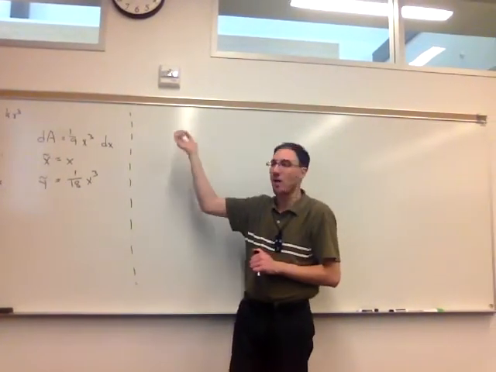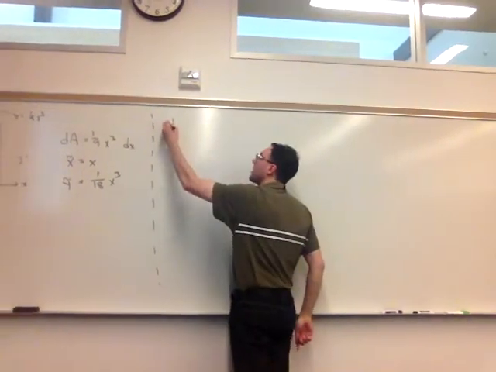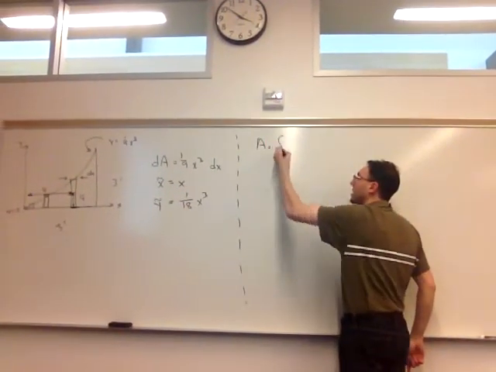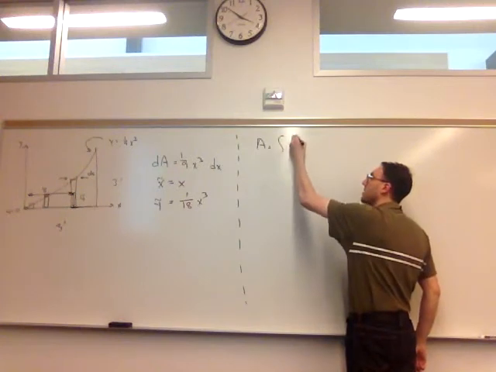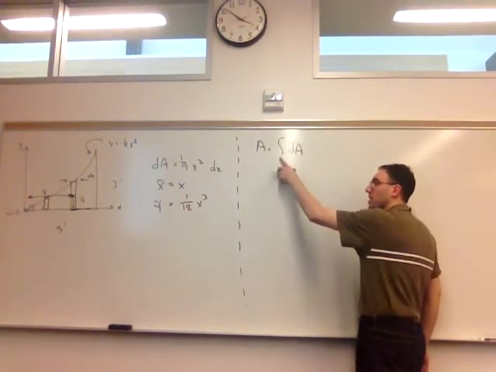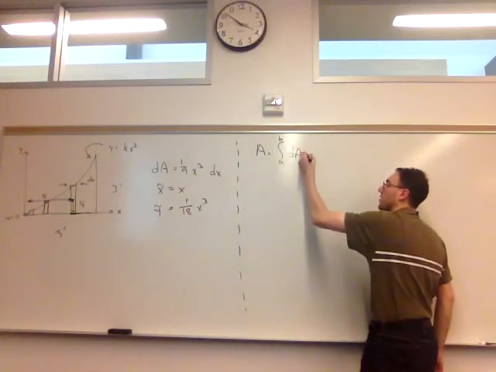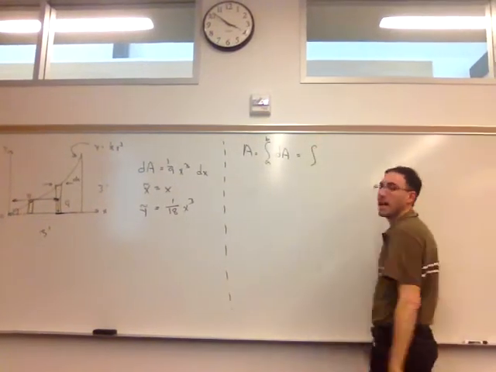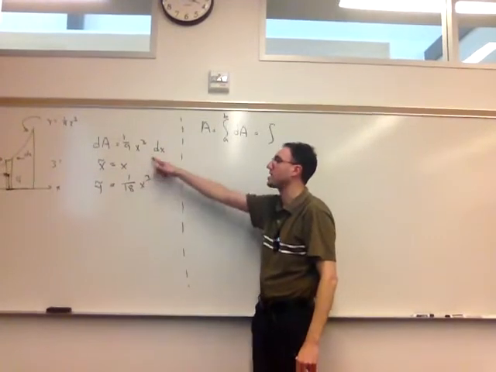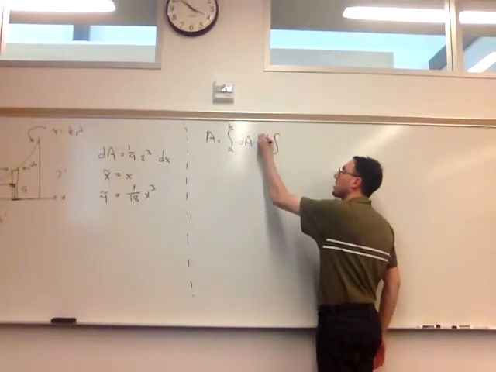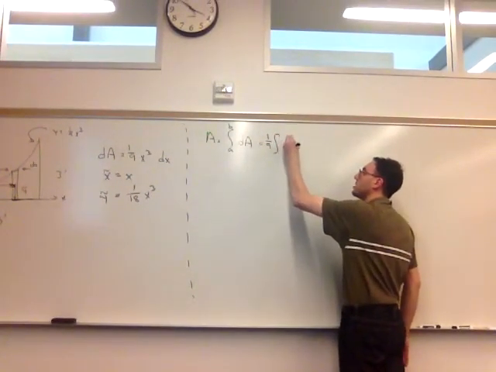So we'll start by finding the area of the shape. From the previous slide, the area is going to be the integral of dA from a lower limit to an upper limit. So we'll go A to B just very generically. dA, as we've defined it using vertical rectangles, is 1/9 x cubed times dx.